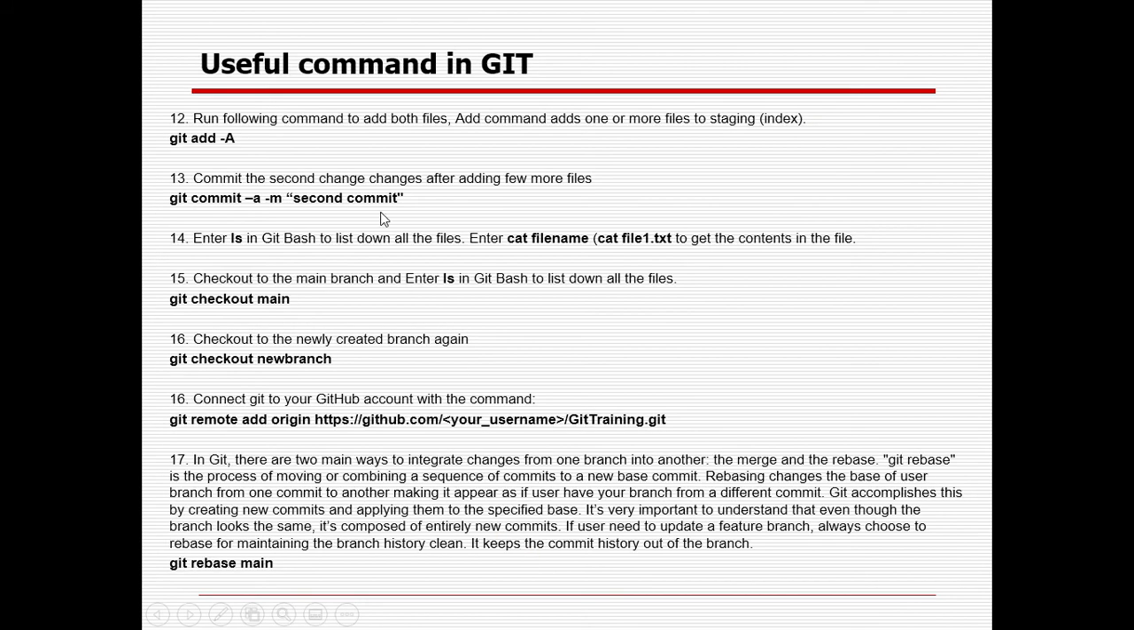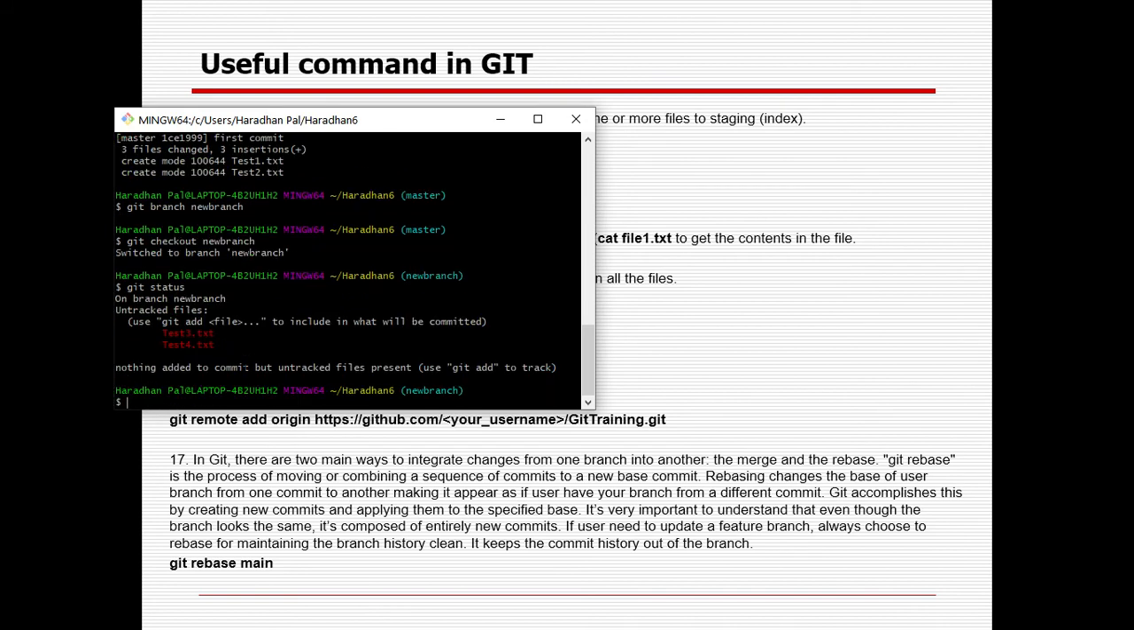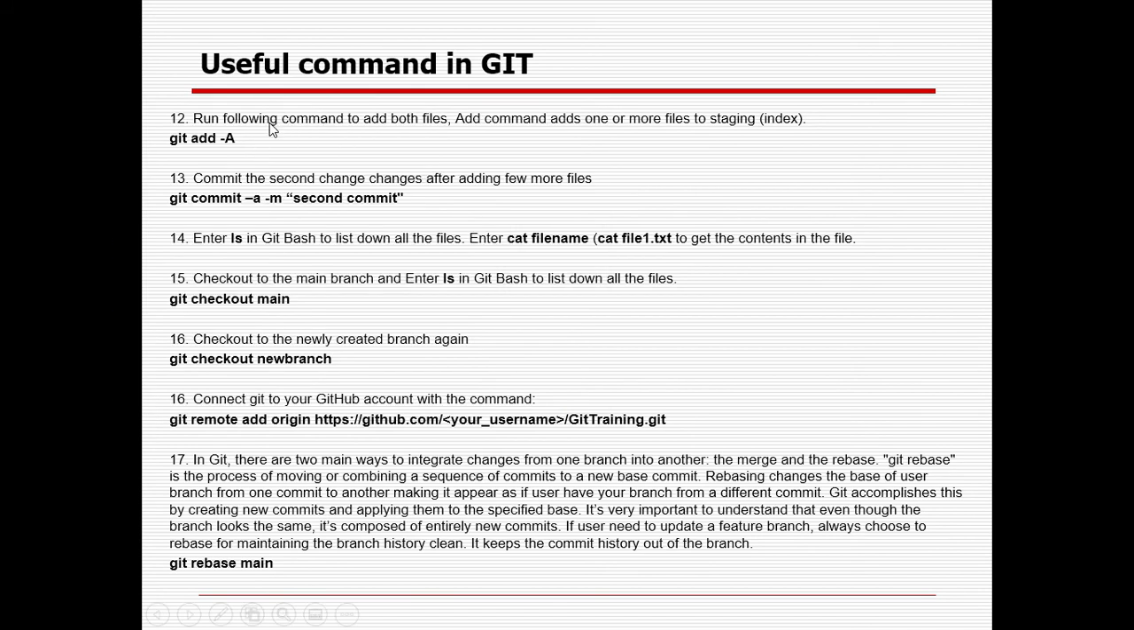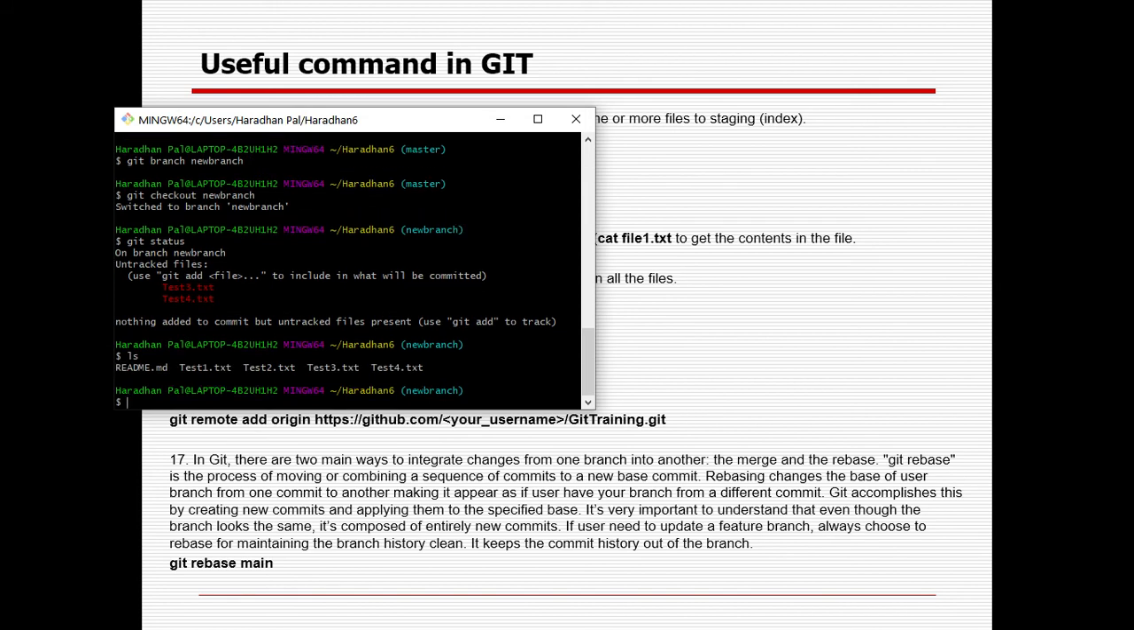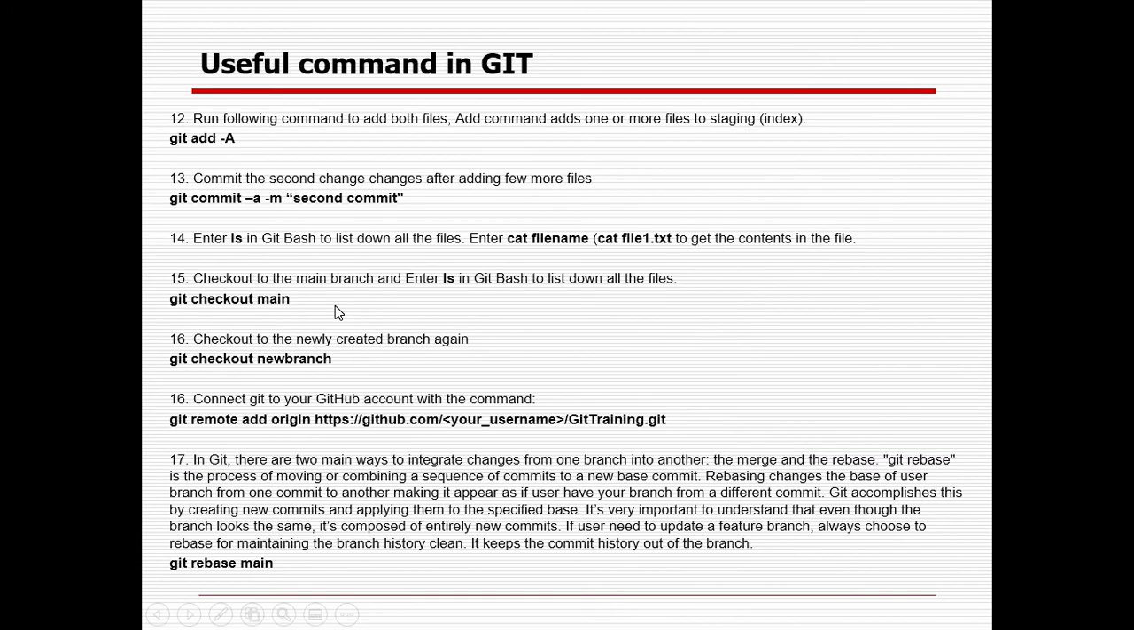Now if I want to check the status, I can run git status. You can see two more files have been added and those are untracked. If you check with the ls command, you can see readme.md, test1, test2, test3, test4, all txt files. All are in the new branch, not the master branch.